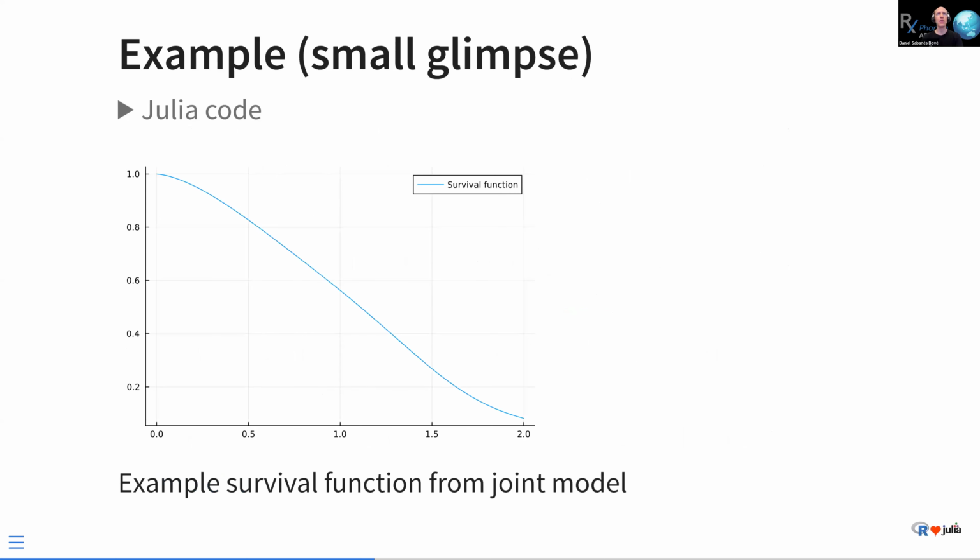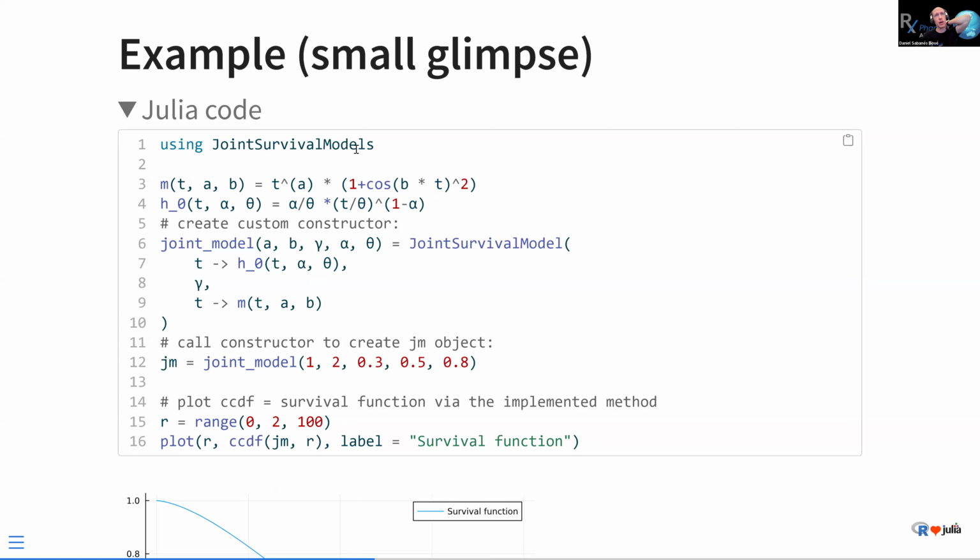So here is a very small glimpse of how this looks. This is not even a complete end-to-end example, of course, but I just show you some code. We load our package using JointSurvivalModels. We define a longitudinal process, some nonlinear thing involving cosine and power terms and so on. Then we have a baseline hazard, right? I think this is a Weibull, if I remember correctly. Then we have a constructor where we call this joint survival model. So we basically define a joint survival model: this is our baseline hazard, and this is our link coefficient coming from this final function definition.